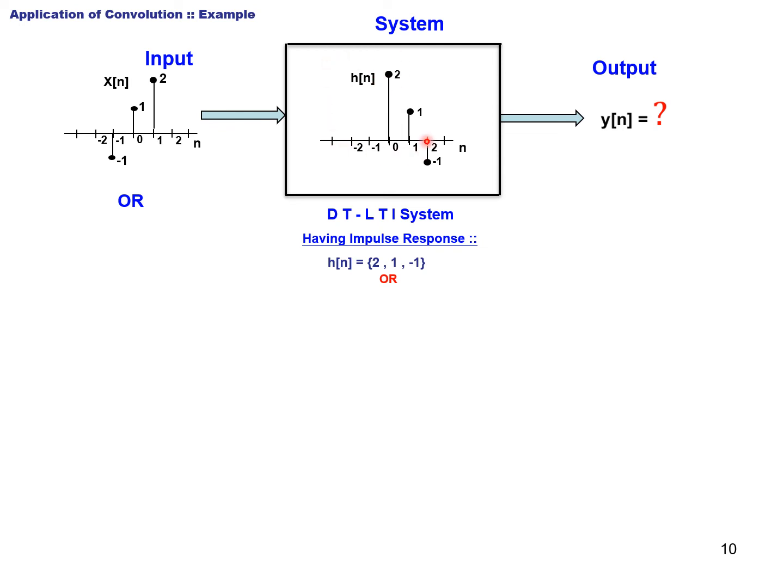Now this impulse response represents the system. For this system, if I apply this input, what is the output? That is the problem at hand. That is, for a system with impulse response values written like this, 2, 1 and -1, if this is the input x of n, what is the output? That's what my aim is now, to find out by using convolution.